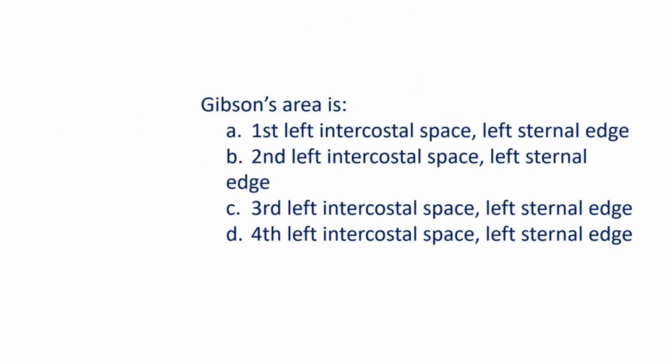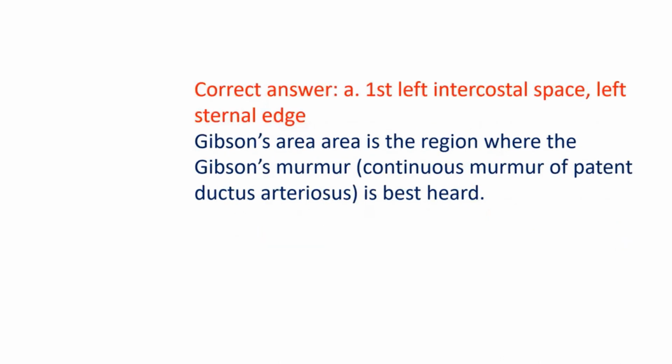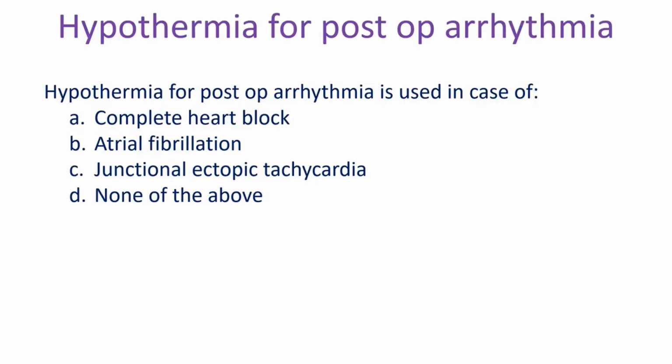Gibson's area is: A. First left intercostal space, left sternal edge. B. Second left intercostal space, left sternal edge. C. Third left intercostal space, left sternal edge. D. Fourth left intercostal space, left sternal edge. Correct answer A, first left intercostal space, left sternal edge. Gibson's area is the region where Gibson's murmur, the continuous murmur of patent ductus arteriosus, is best heard.